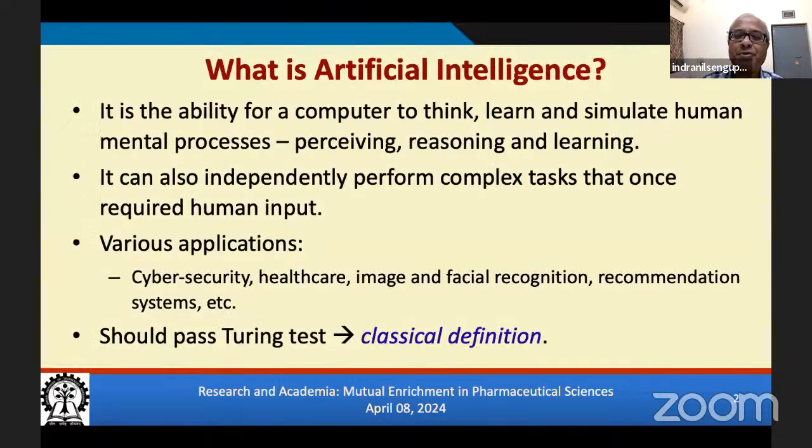So, talking about artificial intelligence, this is nothing new. As a subject, artificial intelligence existed in the 1960s, more than 60, 70 years back. And even today, we see that this field is thriving. This AI as a field is still there. But what is AI?